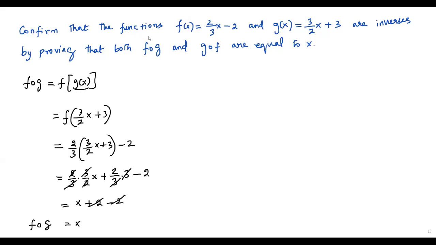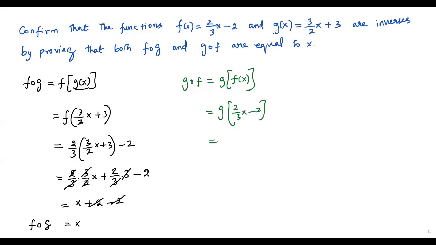Okay, now what I need to do is find the result of g∘f. So g∘f is also a composition of two functions. The formula for this one is g of f of x. Okay, so g of, already we know f of x. So f of x equals 2/3 of x minus 2. So we can plug in this f of x over here. So when I do so, I'll be getting 2/3 of x minus 2.